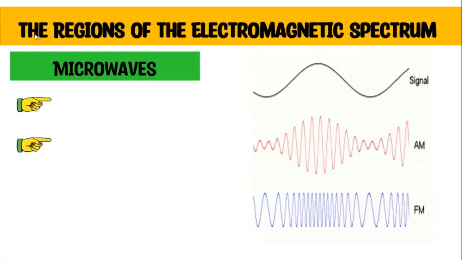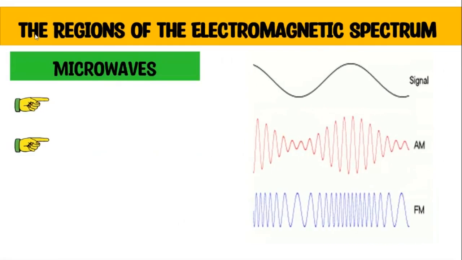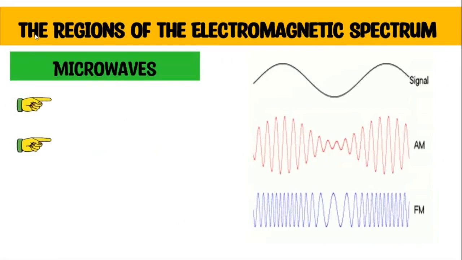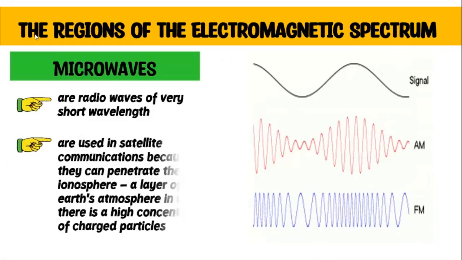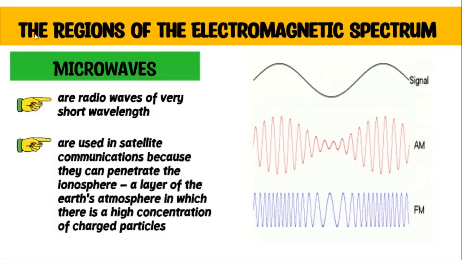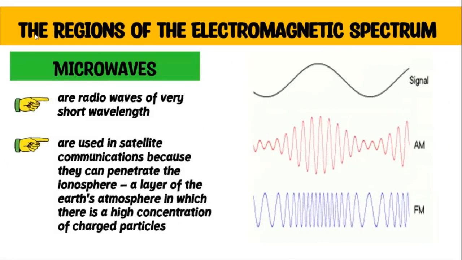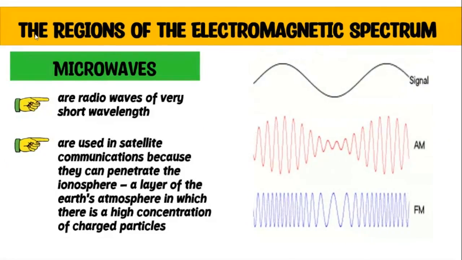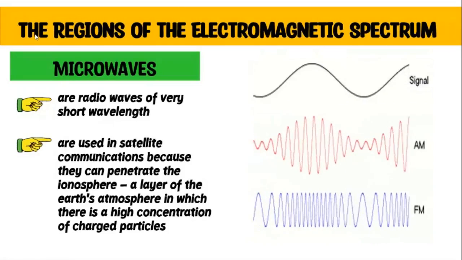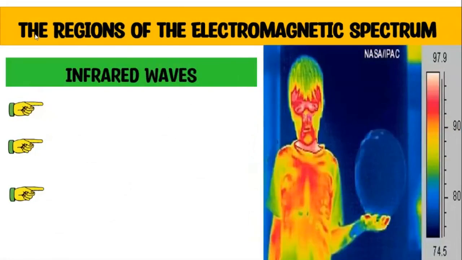Next, we have the microwaves. Microwaves are also radio waves of very short wavelength. They are used in satellite communications because they can penetrate the ionosphere. Ionosphere is a layer of the Earth's atmosphere in which there is a high concentration of charged particles. Another one is the infrared waves.